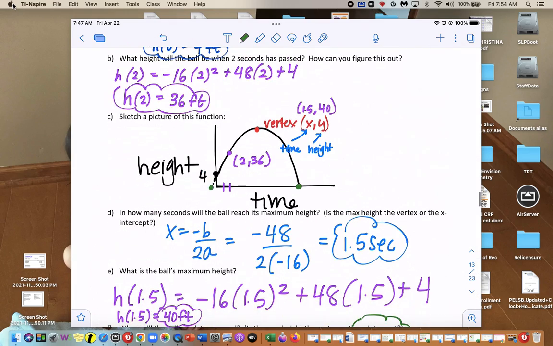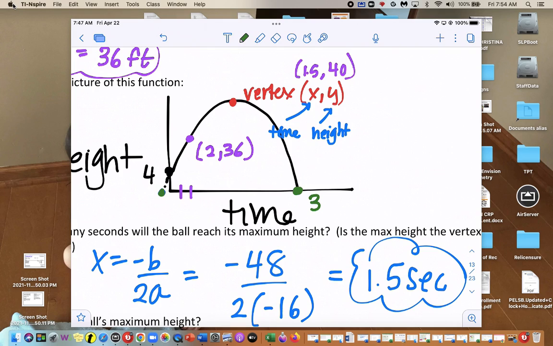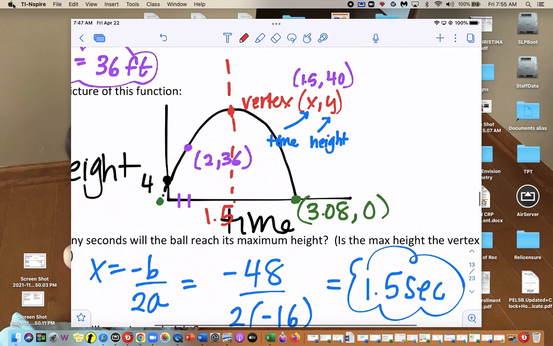Another way to think about this as well, so this time is 3.08 seconds. It has a height of 0. Another way to think about it too is we know that the vertex is the exact middle. So here's the line of symmetry, this middle line right here was at about 1.5 seconds. And if you double that, you get your 3 seconds when it hits the ground. So if you can figure out the x value of the vertex, it's going to hit the ground when you double it, just because that is the line of symmetry to the middle.